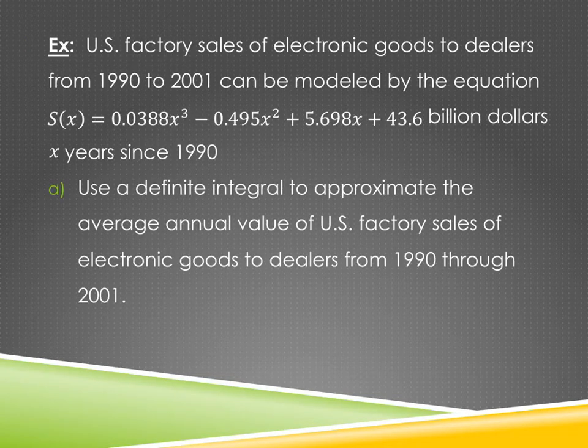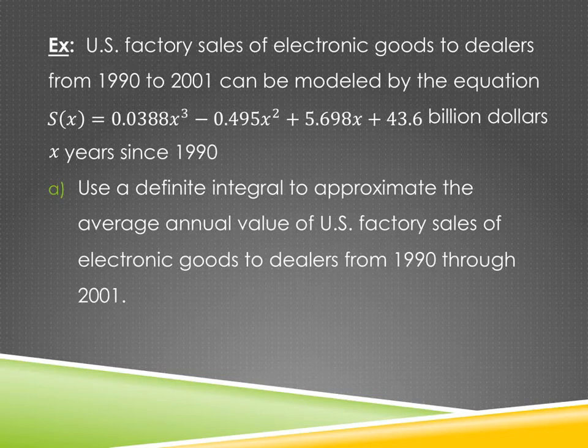All right, U.S. factory sales of electronic goods to dealers from 1990 to 2000 can be modeled by the equation S of t equals 0.0388 x cubed and so forth, in $billion, x years since 1990. Use a definite integral to approximate the average annual value of U.S. factory sales of electronic goods to dealers from 1990 to 2000.